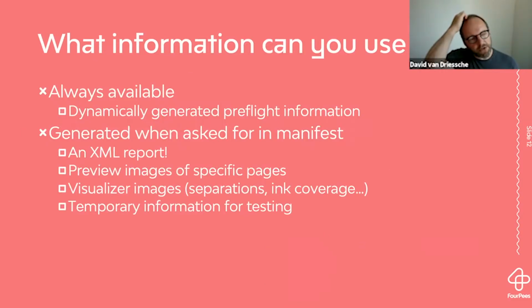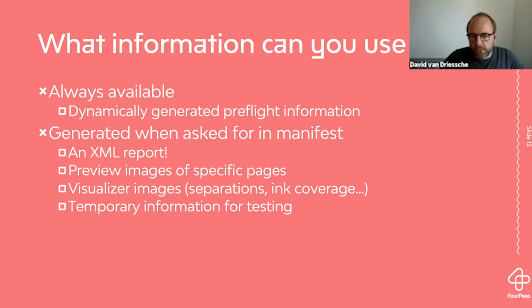So what information can you use? Well, we already looked at some of that stuff, the dynamically generated preflight information, and that includes the calls params file with all the preflight stuff, and then some of these images that we've talked about. The preflight information that pdfToolbox generates by default during this process is not that complete. You get the basic stuff, you get the list of errors and warnings and corrections.